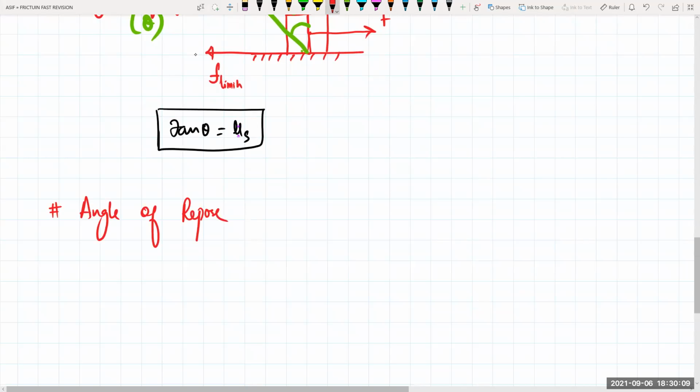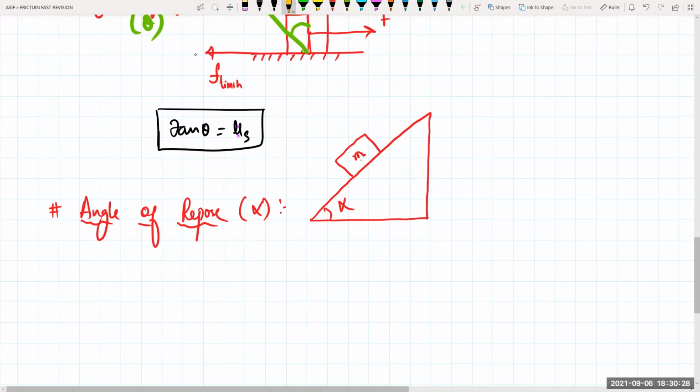Angle of repose formula. This is for an inclined plane. If the body is on an inclined plane and is ready to move on it, but still not in motion, at some angle alpha, with a block of mass M. What forces act on this body? One is the weight of the body, mg, in the downward direction. This will be the normal in the upward direction. If this is alpha, this is also alpha.